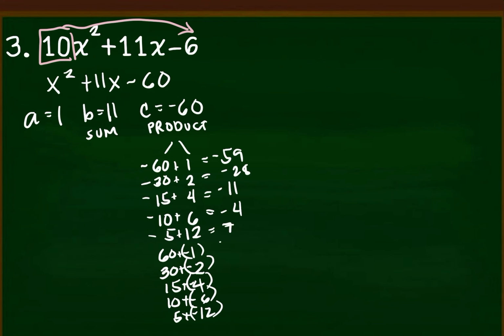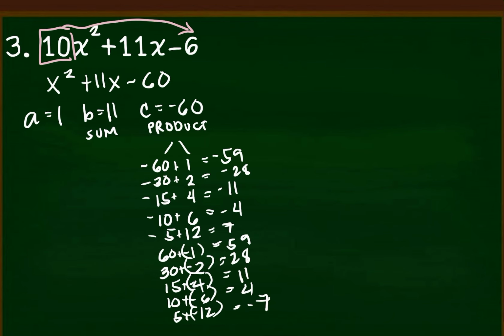is 7. 60 minus 1, or 60 plus negative 1, that would be 59. 30 minus 2 is 28. 15 minus 4 is 11. 10 minus 6 is 4. And then 5, this is negative 7. Okay, so the sum must be positive 11.